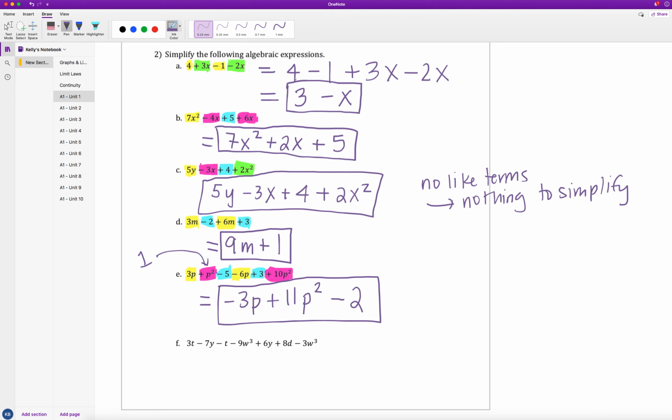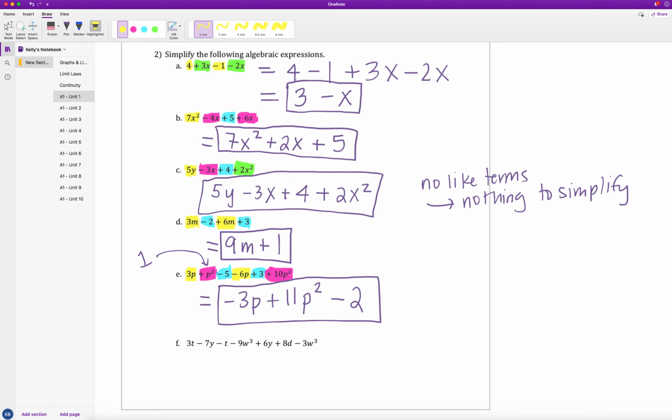Then like we saw in example C, they were all different like terms, which is why I still ended up with 4 different terms. And then in part D, we had 2 different types, the m's and the constants. And then in part E, we had 3 different types, which is why we ended up with our p's, our p squareds, and our constant terms. Okay, here comes our last example in this unit. Why don't you guys do 2F on your own first, and then we'll check them.